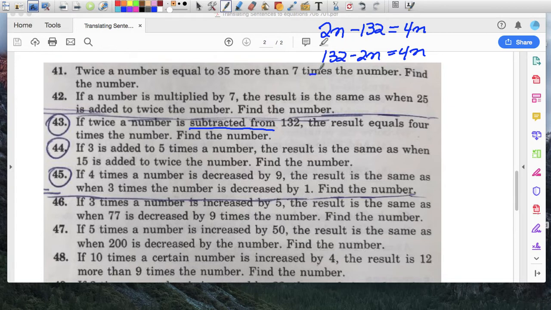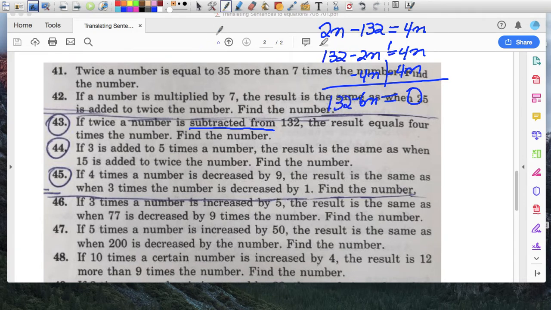I will do minus 132. And then I'm going to do, no, sorry, I'm not going to do that. I don't have distributive property. I have variables on both sides. So let me take care of this variable right here. So I'm going to do minus 4n on that side, and I'm going to do minus 4n on this side. 4n minus 4n is 0. 2n minus 4n is negative 2n. And 132 comes down as it is.